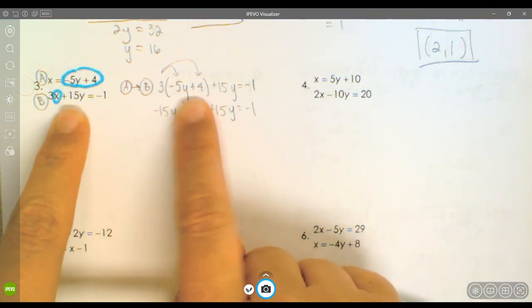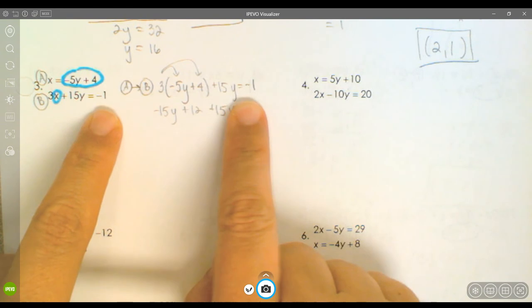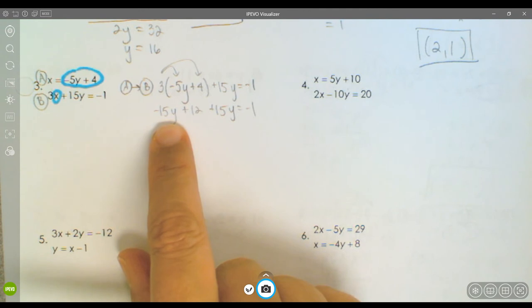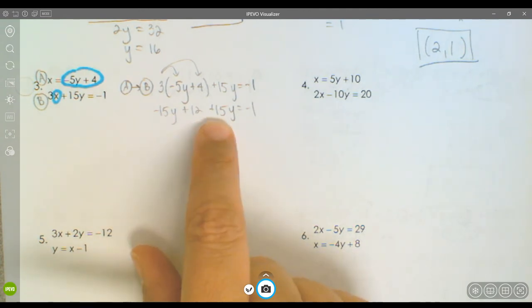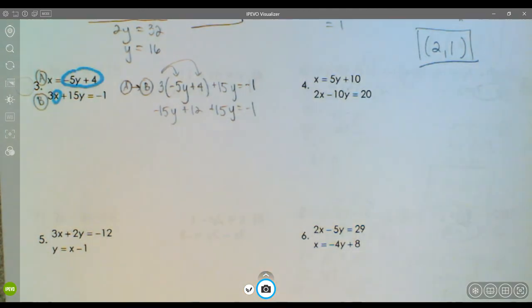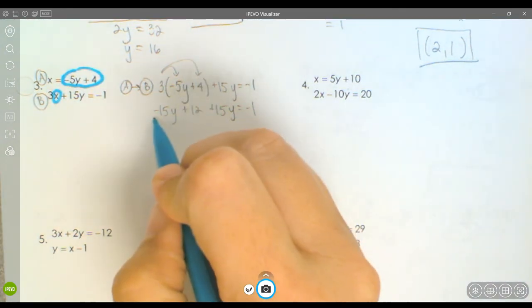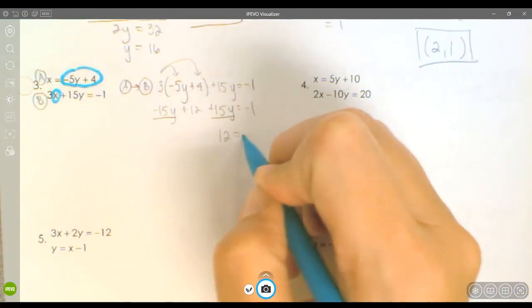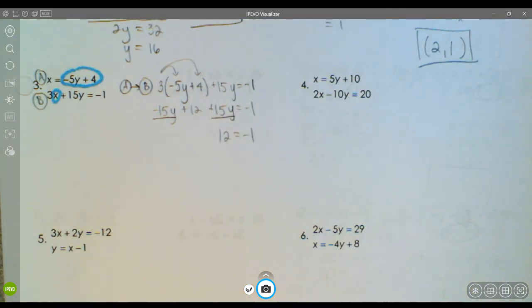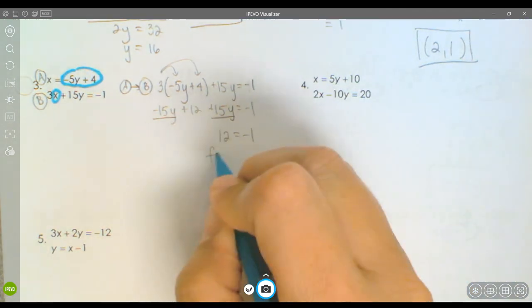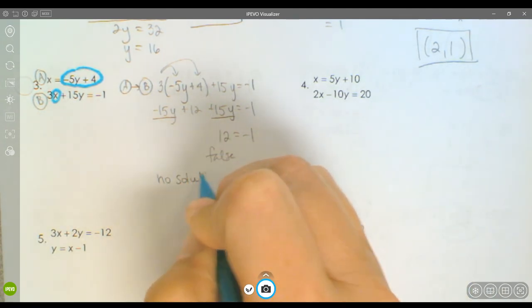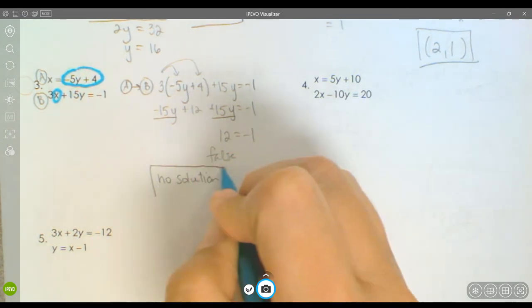3 times x plus 15y equals negative 1. Upon distributing the 3, I get the expression negative 15y plus 12 plus 15y equals negative 1. Now I need to combine like terms. So negative 15y plus 15y, well, those will zero out. When those zero out, I'm left with 12 equals negative 1. And when does 12 equal negative 1? Never. That's a false statement. So I say that the solution here is no solution.